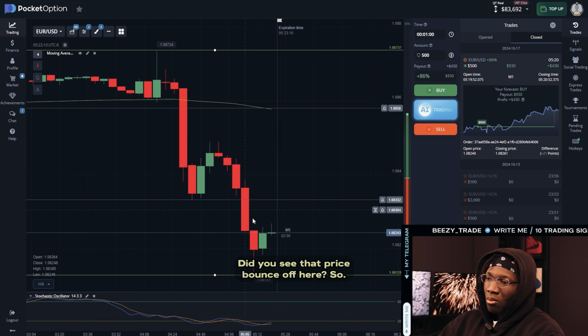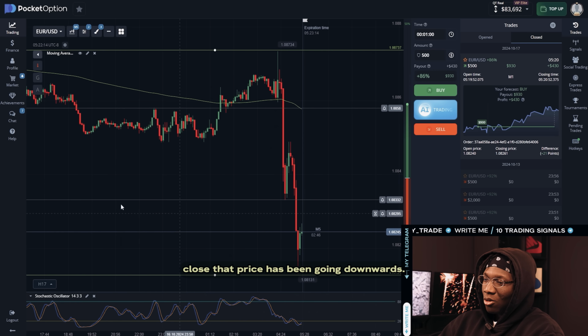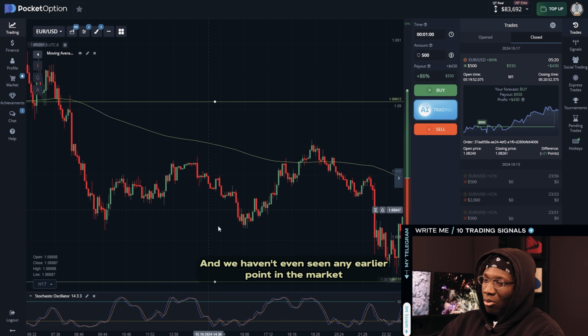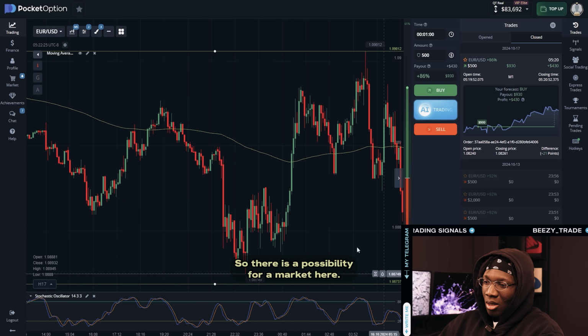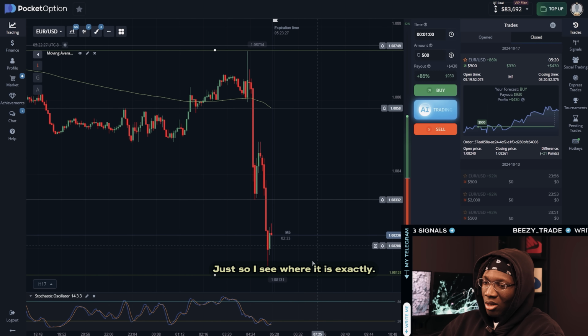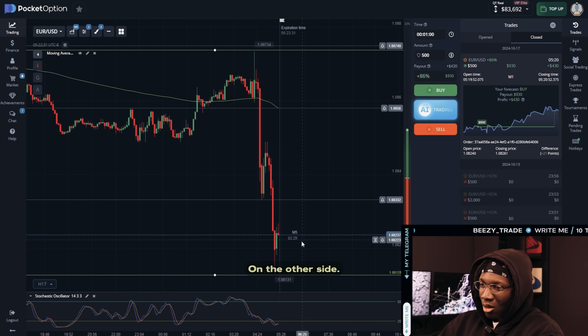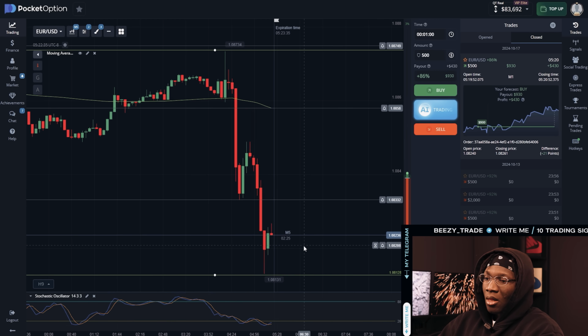But you can see how close that price has been going downwards, and we haven't even seen any earlier point in the market where it went as low, close right here. So that is a possibility. I'll put a marker here just so I see where it is exactly on the other side. See, not as close as we thought it would be for sure.